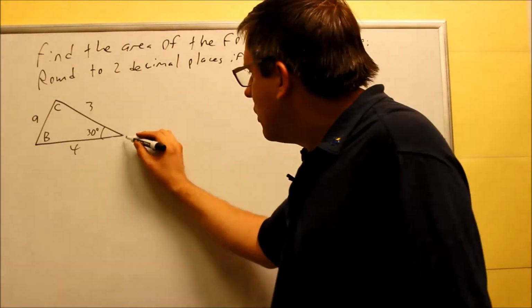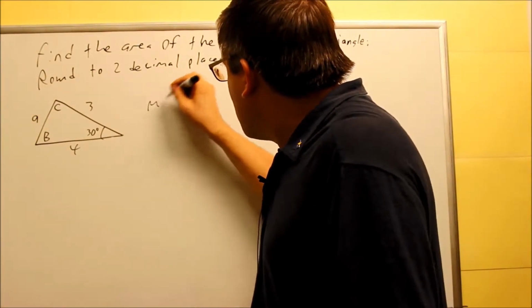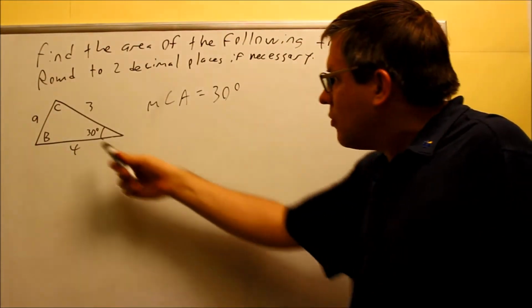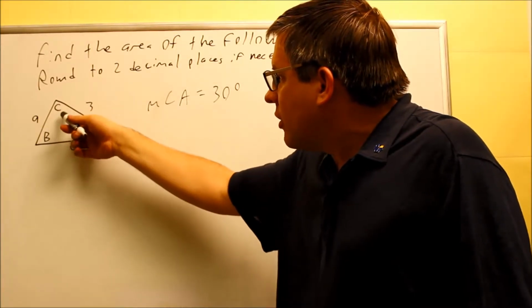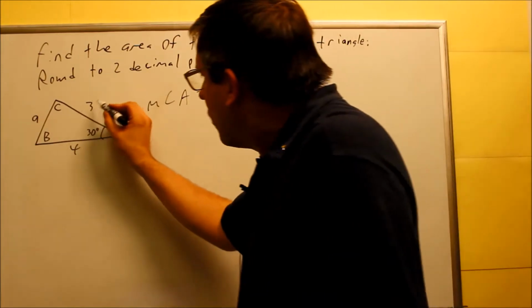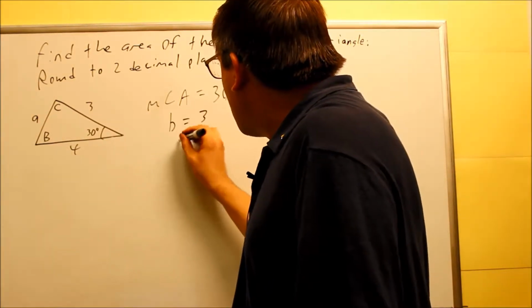Well, in this case, we have that the measurement of angle A is equal to 30 degrees. They give us that because, again, that's opposite small letter A, and they also indicate that these other angles are C and B. Because these are labeled that way, I know that small letter B is 3 and small letter C is 4.